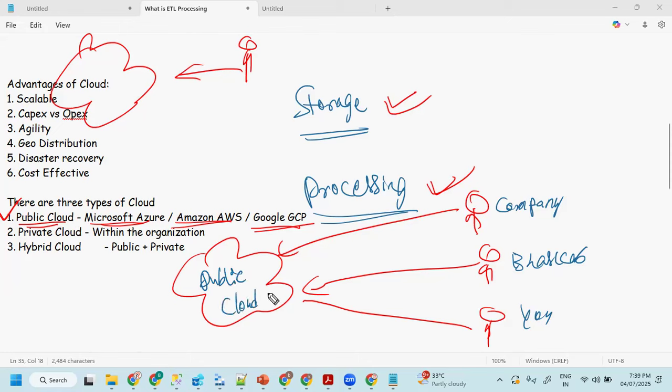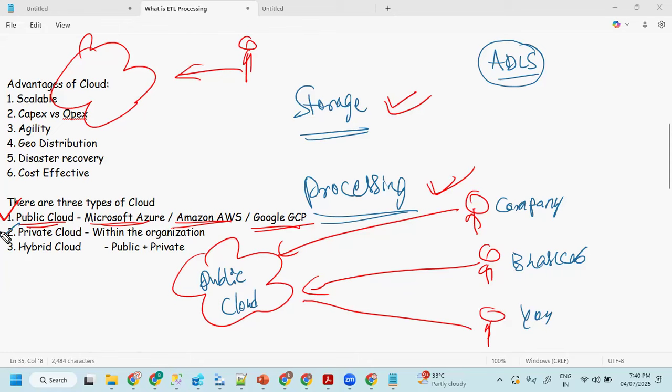They're open for everyone. So Microsoft Azure is a public cloud, Amazon AWS is a public cloud, and Google GCP also is a public cloud. If I wanted to store the data from Microsoft Azure, we have ADLS Gen 2, which comes across in the list of services. If I wanted to use this service to store the data, then I have to use the public cloud, because Microsoft Azure is a public cloud.